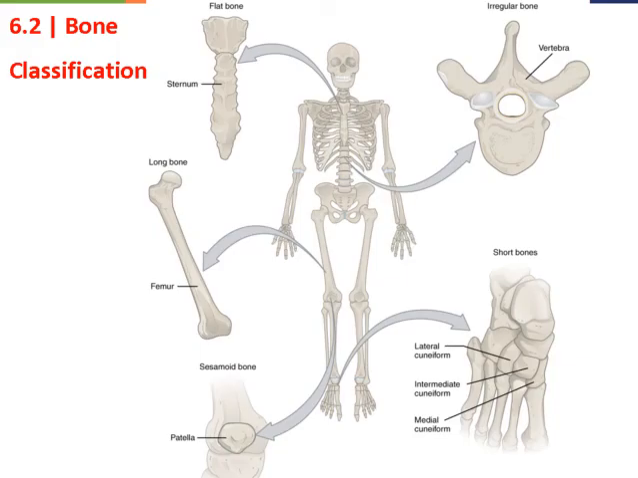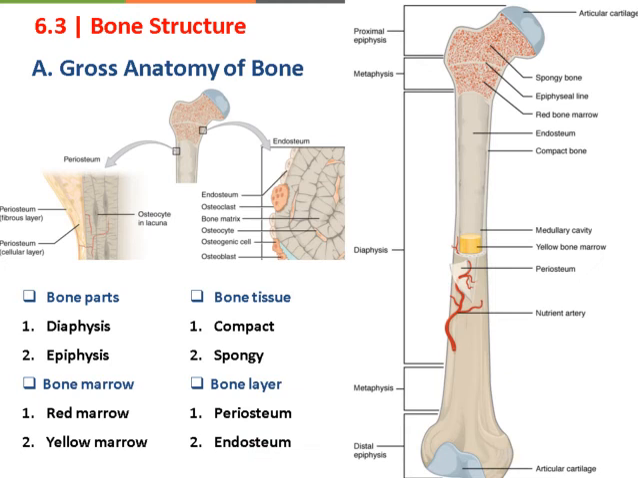Now here is an example of the flat bone and the irregular bone, short bone, sesamoid and long bone. Now let's talk about the bone structure. Under the bone structure we have to talk about the gross anatomy of bone, then we will go to the bone marking, then we will go to the bone cells and tissue. 3 titles. Now this is the typical long bone showing here, showing the gross anatomical characteristic of bone.